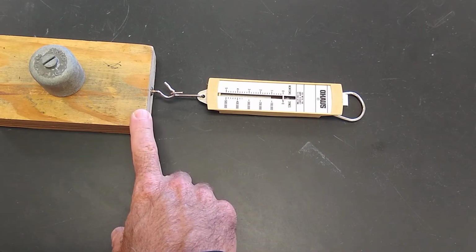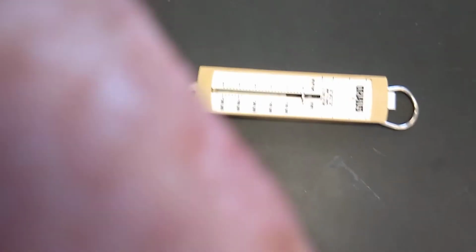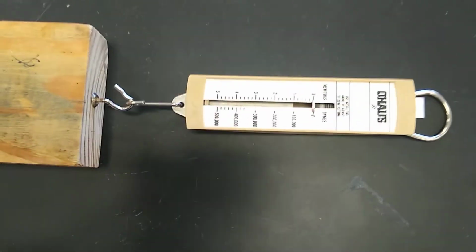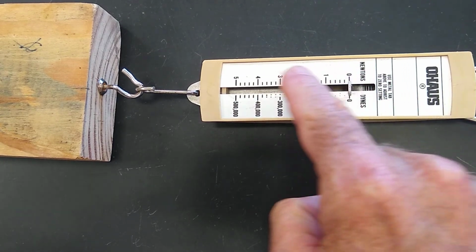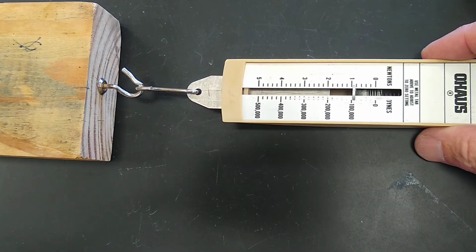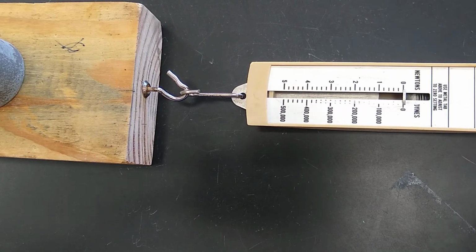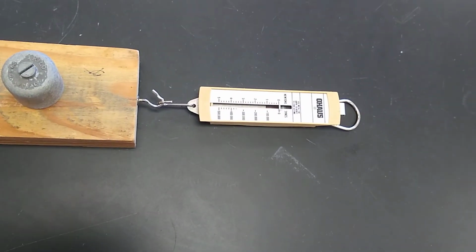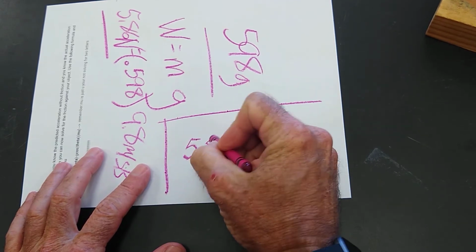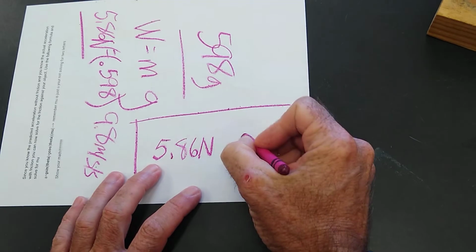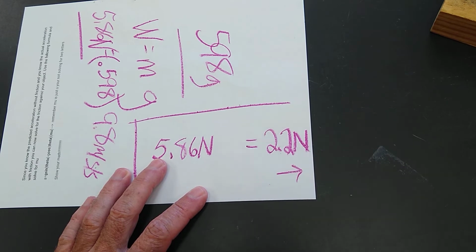So let's calculate the static friction first. If you look at the scale, I'll try to get down here closer for you. If you look at the scale, we're going to come up with a number. All right? Now let's come up with the number. Here's the newtons. It's that side. Before it moves, we're at 1.82, about 2.2. Does everybody agree with that? About 2.2. So this object weighed 5.86 newtons, and I had to pull on it with 2.2 newtons to get it to move.